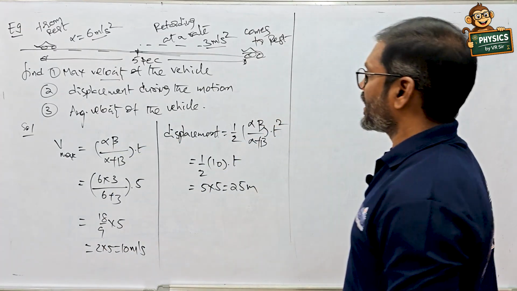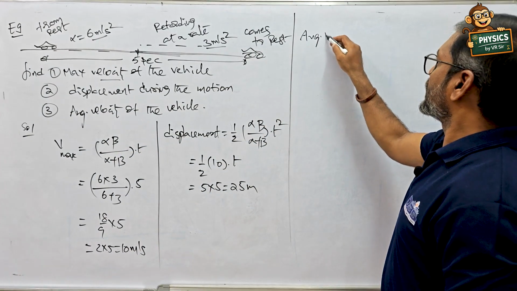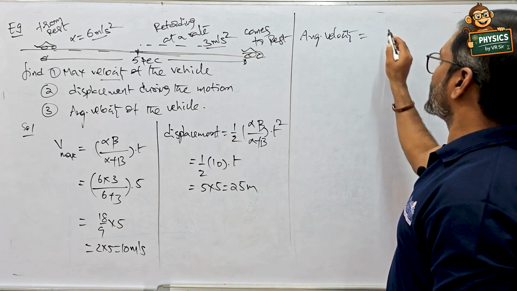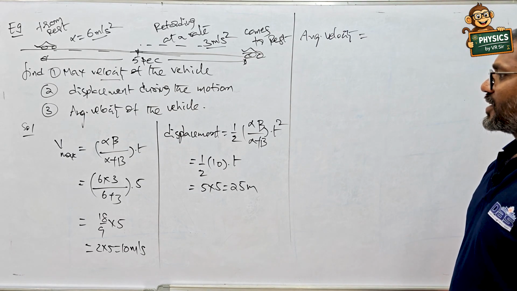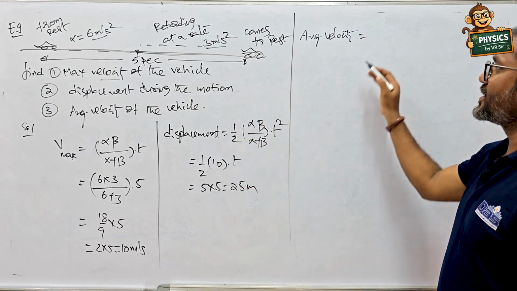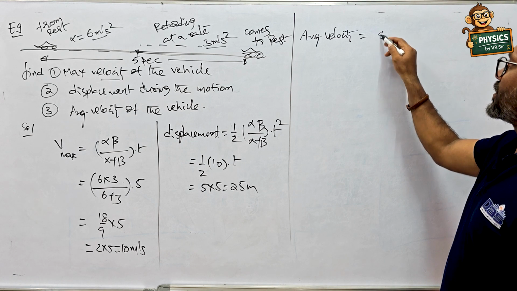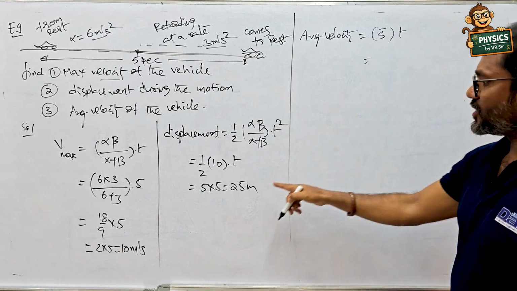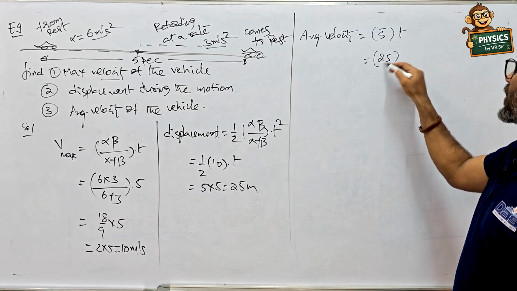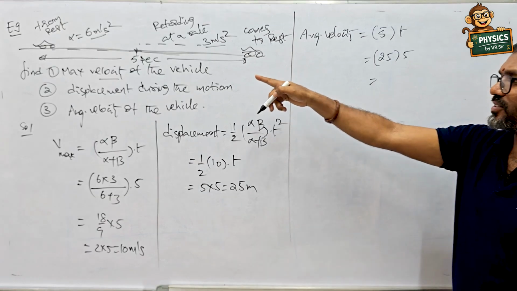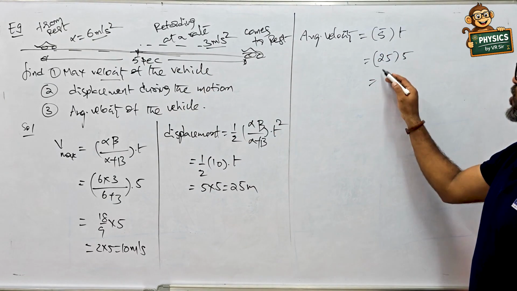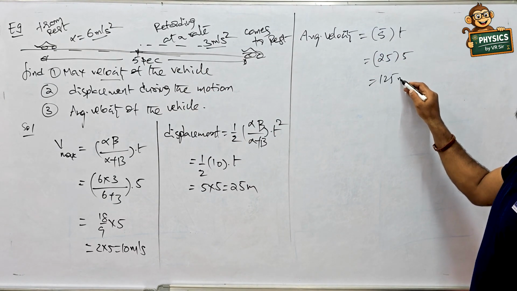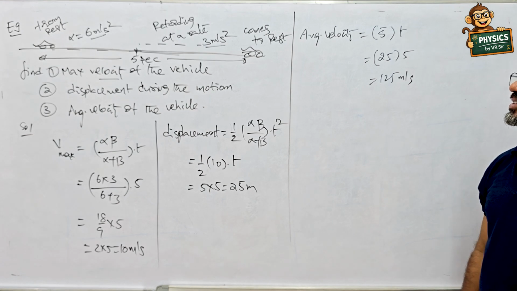Then the next, what is the last one? Average velocity. The average velocity expression is displacement by time, isn't it? What is the displacement we got? 25, divided by the time, which is 5 seconds, the total time of journey. So how much is that?